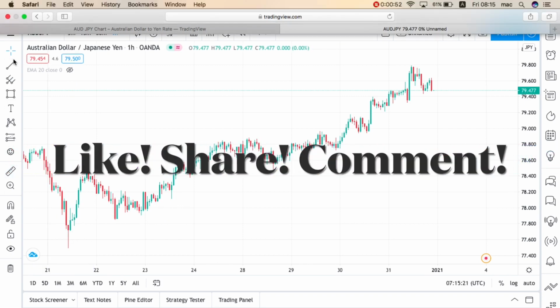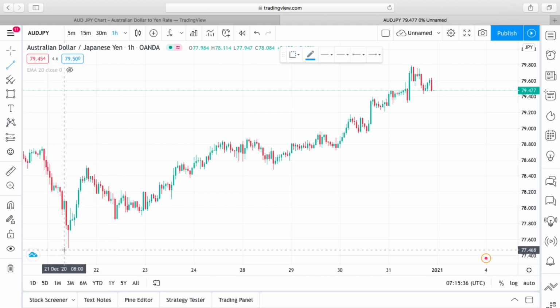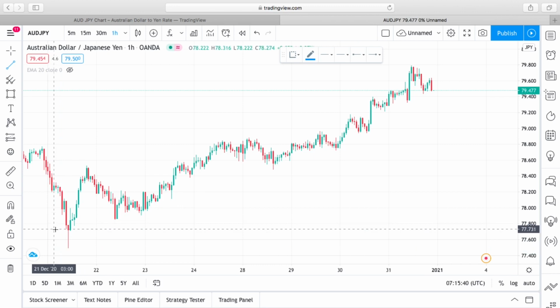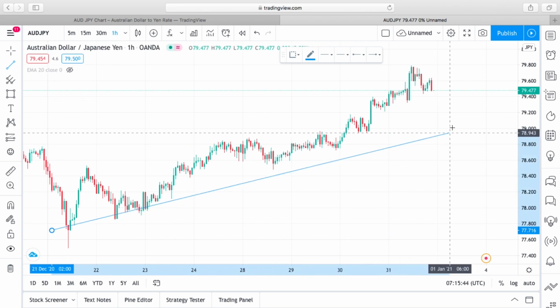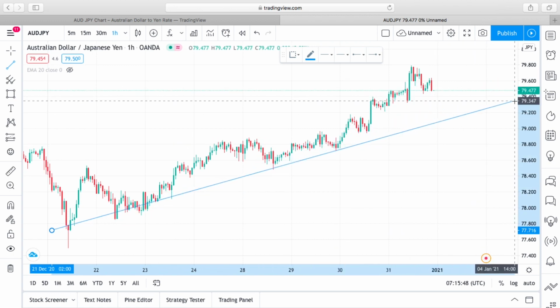This is just what you do. You go to this place, please go to this place. You click here, you would see trend line, info line, trend angle, anchor VWAP, horizontal line, horizontal ray. So you click on the trend line. When you click on this, you find the lowest point, which is where you're trying to draw the support, or I can choose to draw from here. The choice is all mine.